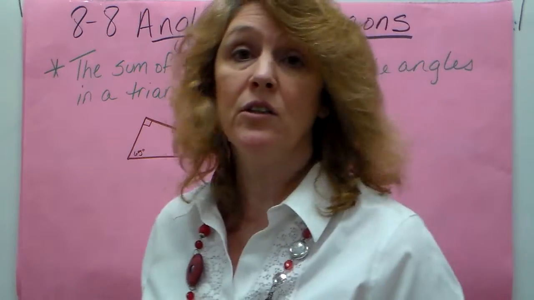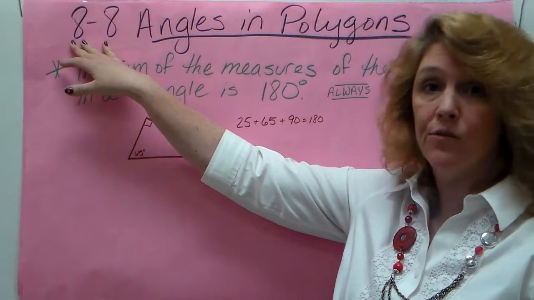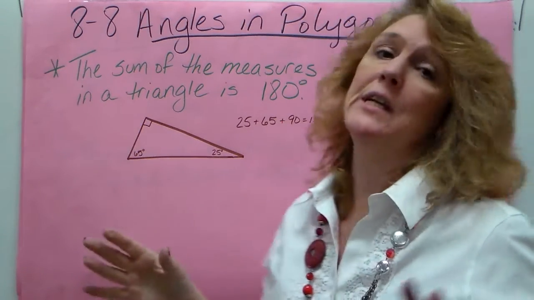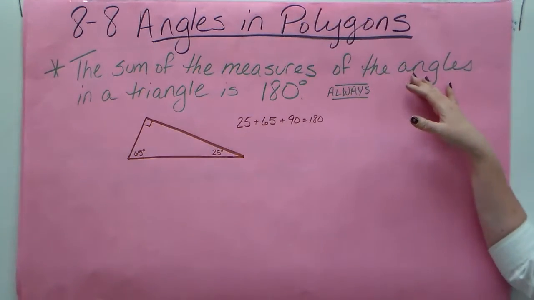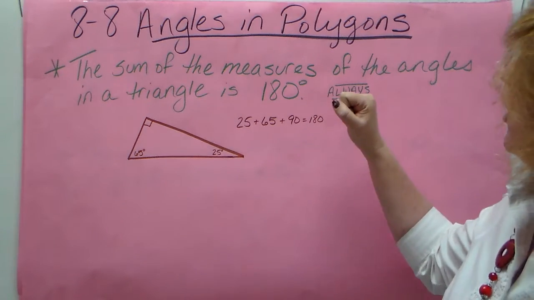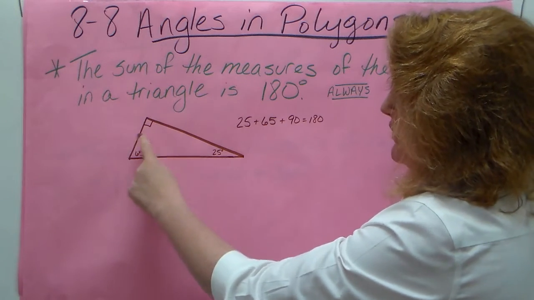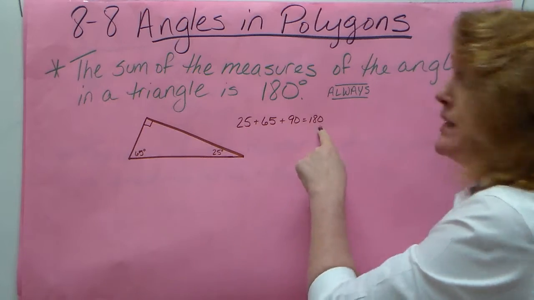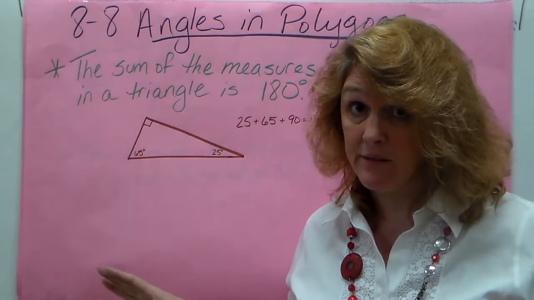Okay, so we're here tonight to look at angles in polygons, section 8 from chapter 8. So the rule for tonight is that the sum of the measures of the angles in a triangle is always 180 degrees. So here's a triangle example for you: 90 degrees, 65 degrees, 25 degrees. When you add them all up, they always equal 180, no matter what configuration the triangle is.